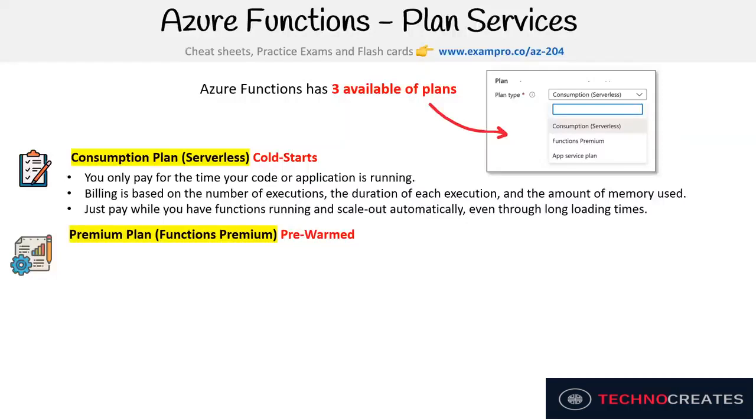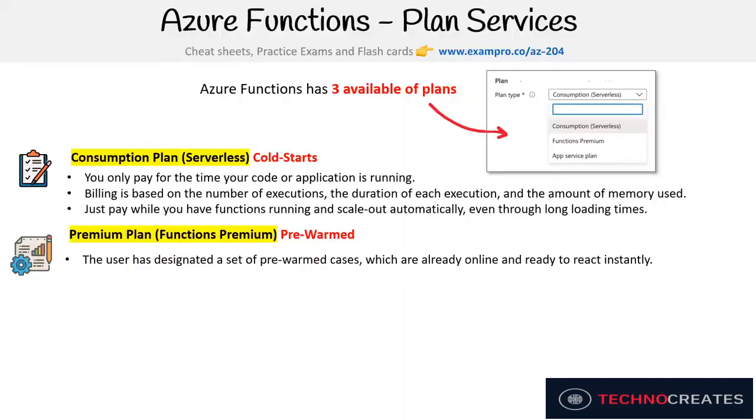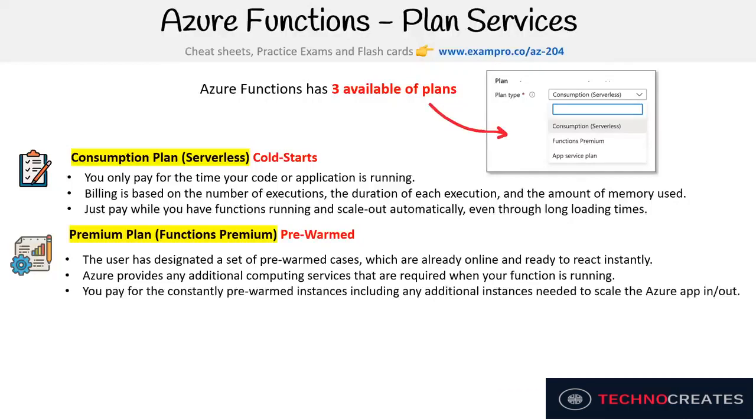Then you have premium plan. These are functions premium. This is where we have pre-warmed compute underneath. So the user has designated a set of pre-warmed instances, which are already online and ready to react instantly. Azure provides any additional computing services that are required when your function is running. You pay for the constantly pre-warmed instances, including any additional instances needed to scale the Azure app in and out. Azure Functions host instances are added and removed based on the number of incoming events.